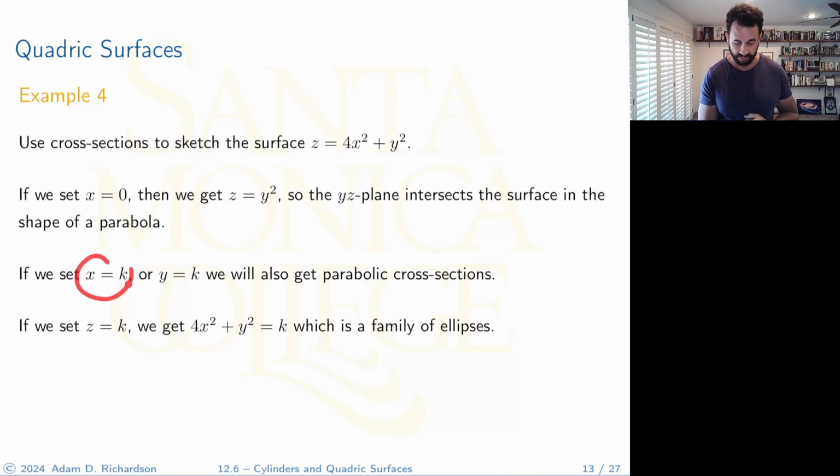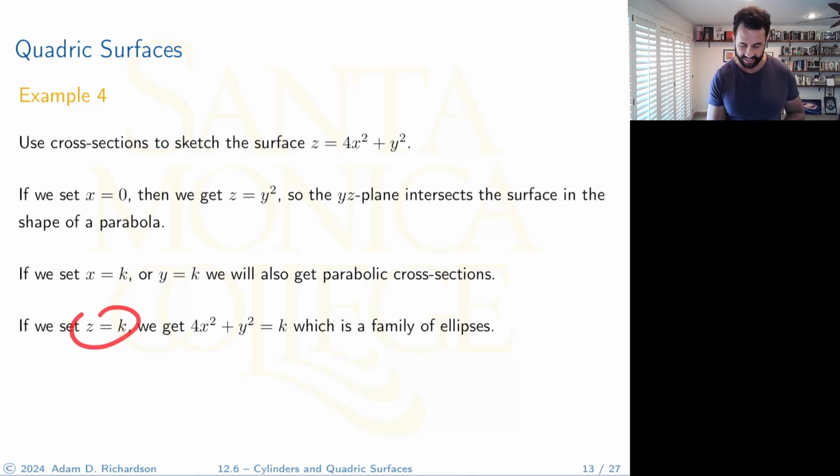And in fact, if you set X equal to other numbers, if you set X equal to, geez, any real numbers, 1, 2, 3, negative pi, negative e, whatever, this is going to become a number, and you're going to get Z equals a number plus Y squared. That's a parabola that's been shifted up or down. So the traces or the cross sections in X give you parabolas. Do the same thing with a Y. If you change Y to different numbers, you still get a parabola. So parabolic cross sections. So in two of these dimensions, we're getting parabolas.